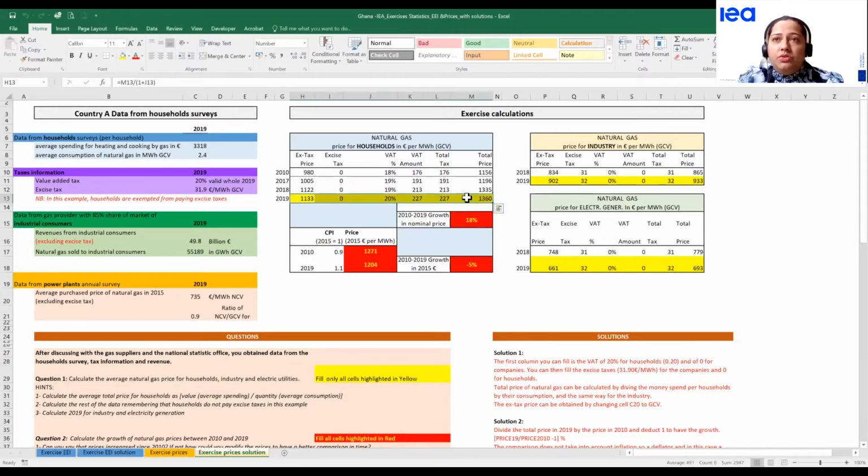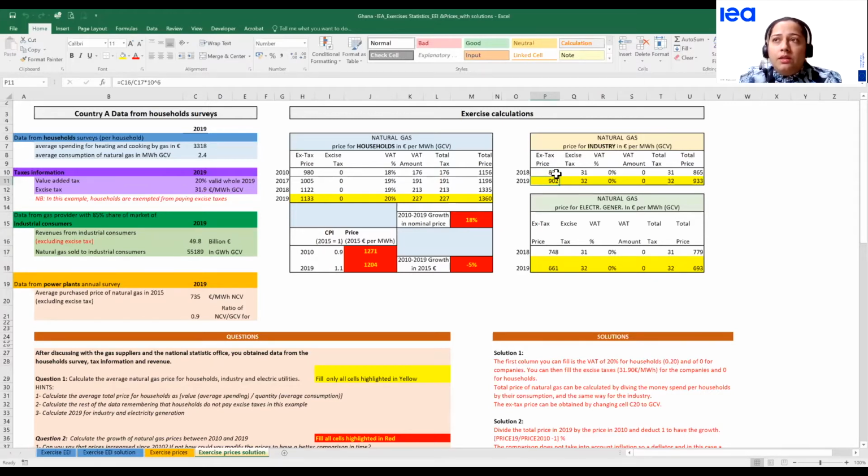So here we have been able to fill the whole household 2019 price information. Let's now move to the industry. For industry, we have the revenue information, and it's precise here. It excludes excise tax. And here it says 49.8 billion euro. And you also have the information about the quantity of gas sold to industrial consumers, which is 55,189 in gigawatt hour.